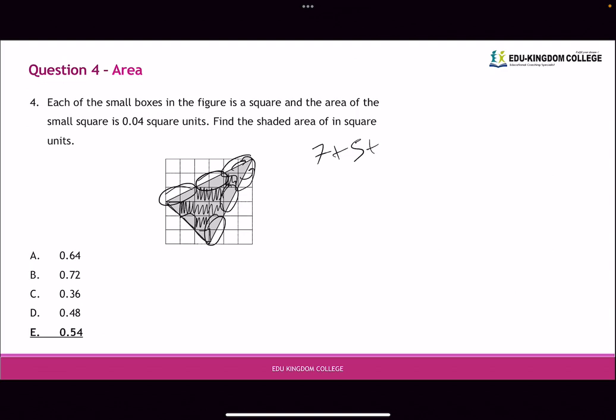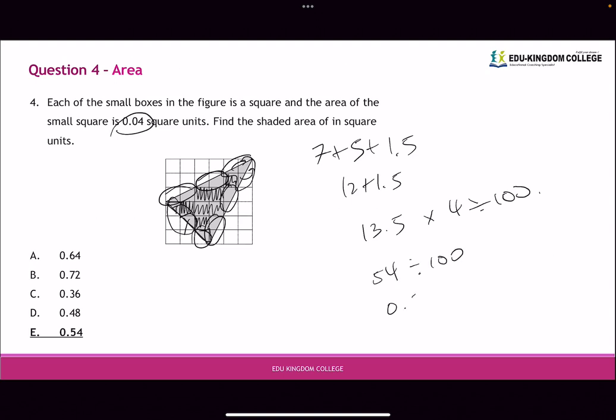Okay, so that's going to be 1. So these 2 count as 1, and then 1.5. So that's going to be 1.5 in total. So we have 12 plus 1.5, which is 13.5. Now each square is 0.04 square units. Okay, so 13.5 times 0.04, or times 4 divided by 100. So 13.5 times 4 should be 54, divided by 100 should give you 0.54.